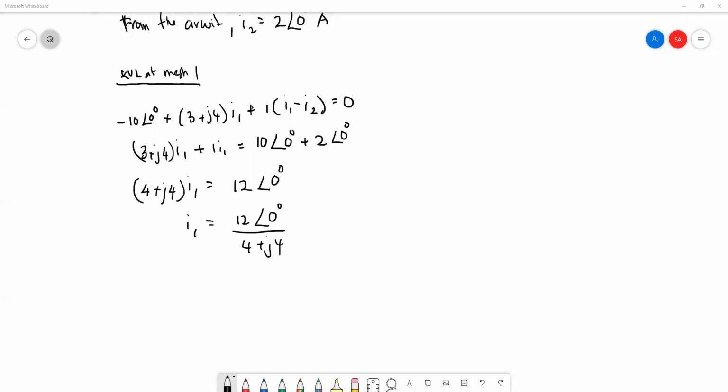Then just shift to polar, and you will have I1 equal to 2.12 with an angle of negative 45 degrees. Okay, so I1 is 2.12 angle negative 45 degrees and I2 is 2 angle 0 ampere.